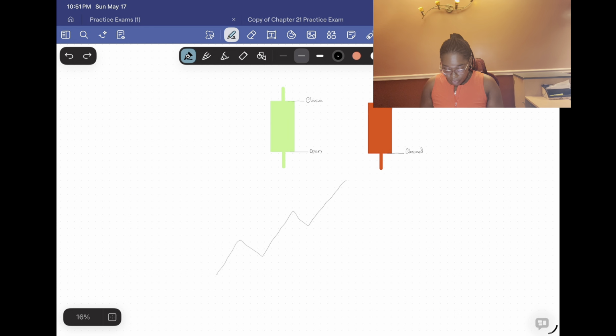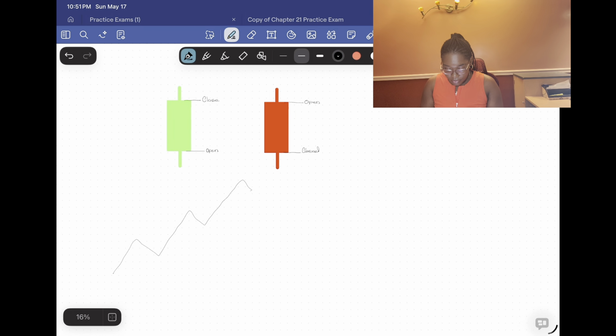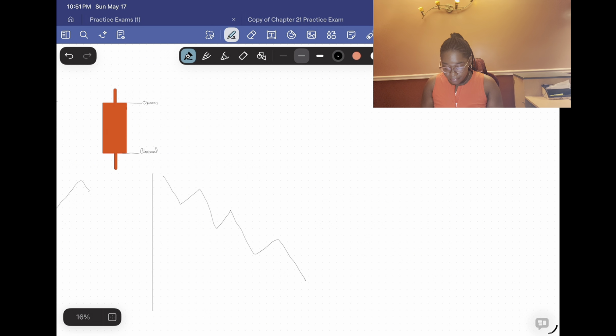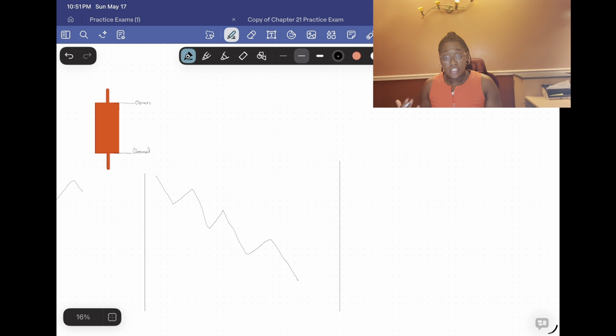You can see an uptrend where price looks to be doing one of these. Here you have a downtrend, where price looks to be doing one of these. And then you have something called consolidation, which is where price isn't really going in any direction. It's more just overlapping candles. So it looks like that basically.